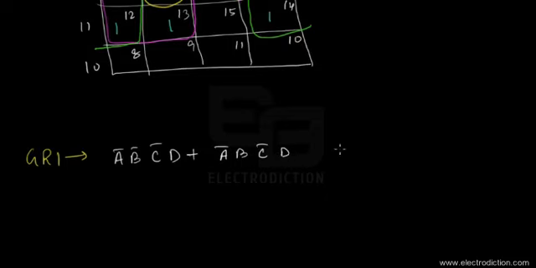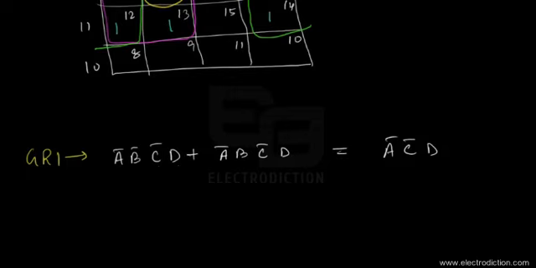Now if we just reduce this, let's check out what is common over here. We can see that we have A bar, C bar, and D common. So we can take them as the common terms: A bar, C bar, and D. This is the common term over here, and the rest is just reduced by De Morgan's theorem.